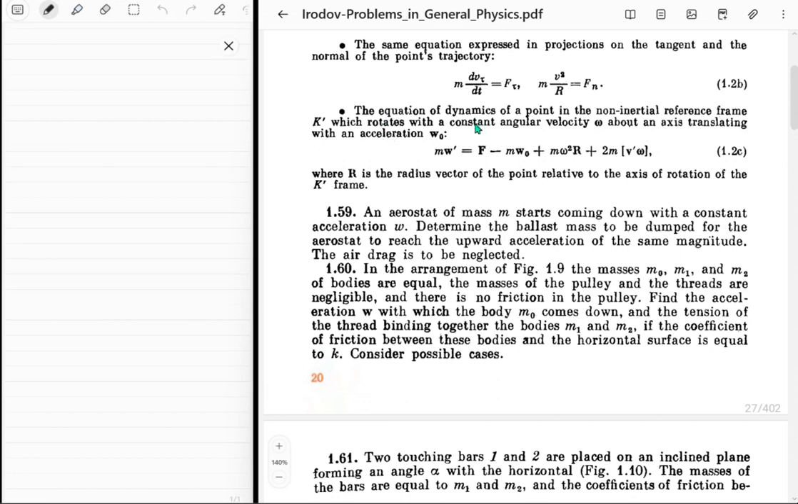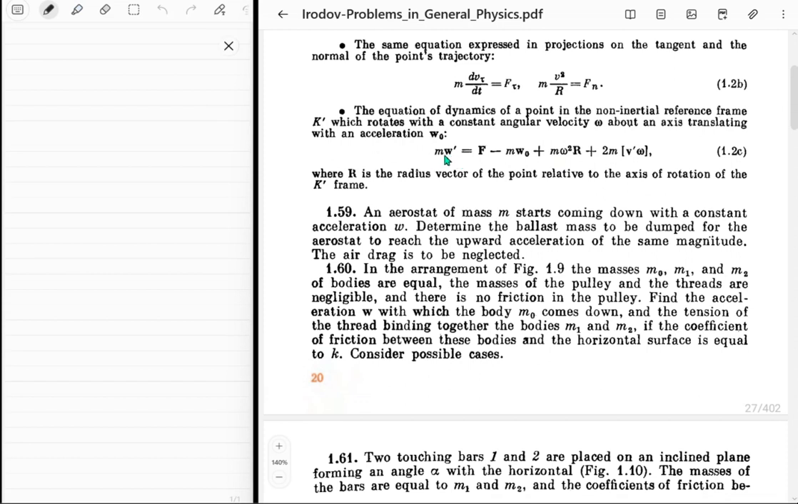Okay, the equation of dynamics of a point in the non-inertial reference frame K, which rotates with a constant angular velocity omega about an axis translating with acceleration w naught. Okay, cool. Yeah, whatever. Non-inertial reference frame? Are you serious? Okay, non-inertial reference frame, which rotates with constant angular velocity omega about an axis translating with acceleration w naught. Oof, this is really weird.